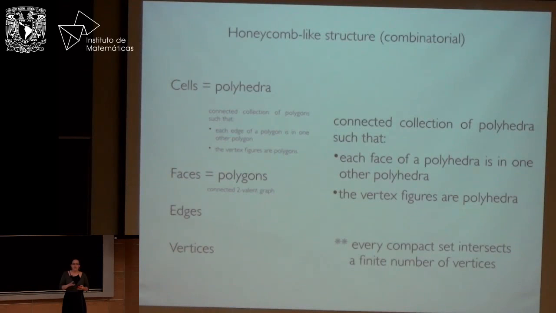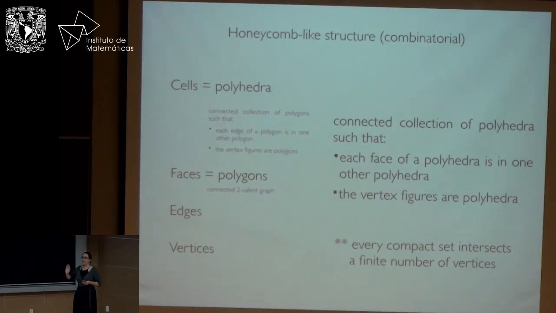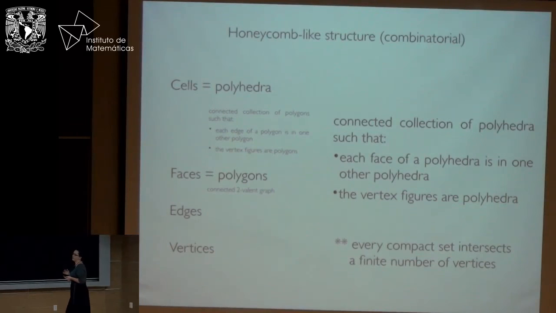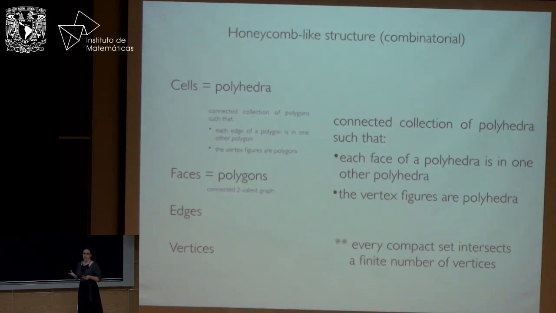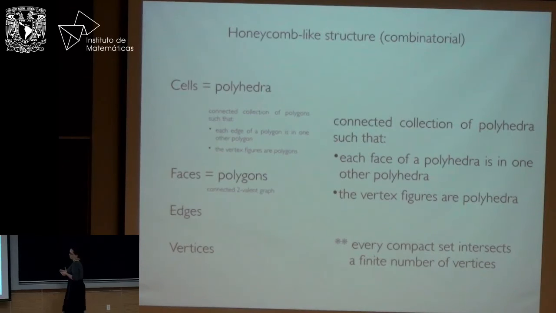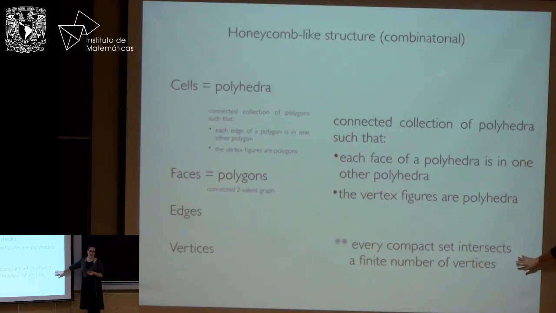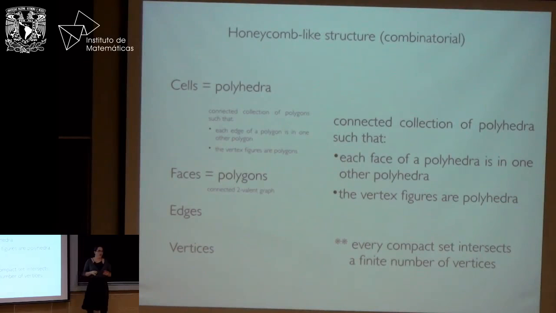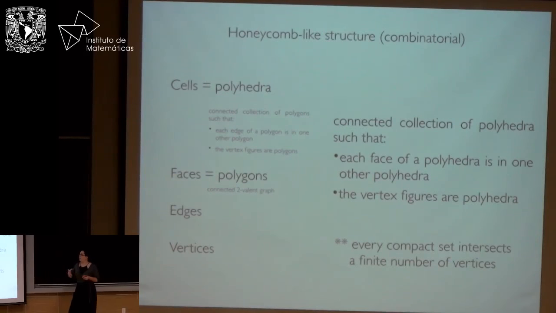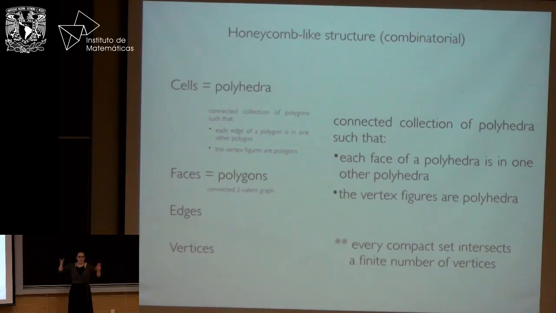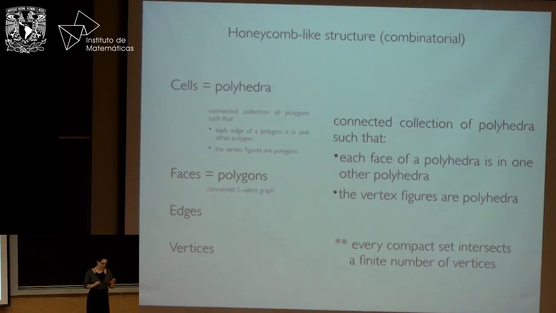And then I'm going to ask for something else. I have this definition that is completely combinatorial, but often, I'm going to think of these things in geometric spaces. And whenever I'm thinking of these things in a space, I'm going to ask that a compact set intersects only finitely many vertices. So if I'm actually having a honeycomb-like structure in the space, I don't want vertices to accumulate anywhere. I want things to be discrete, nicely discrete.